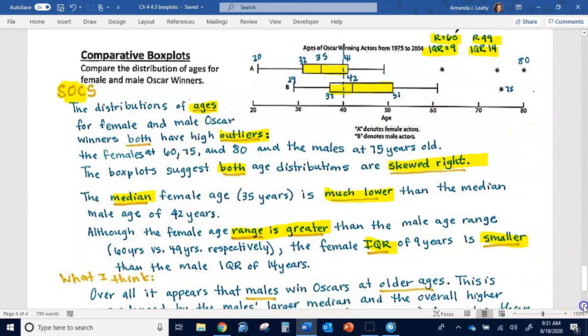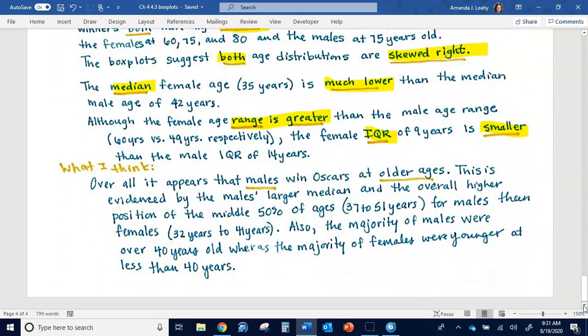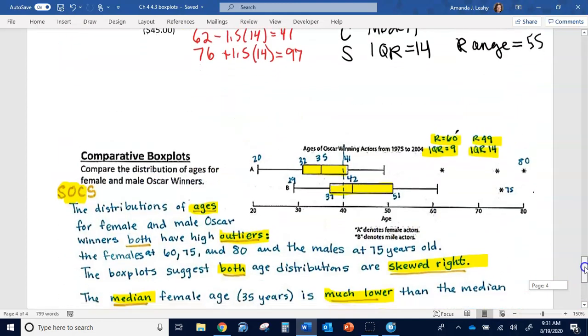Okay, so after you get done with this, you might say at the end, so what? We've got all this mentioned. So what? So overall, it looks like males win Oscars at older ages. This is evidenced by the larger median and the higher position of the middle 50% of ages, from 37 to 51 years for males and from 32 to 41 years for females. Also, the majority of males were over age 40 when they earned their Oscar, where the majority of females were younger than age 40 years.